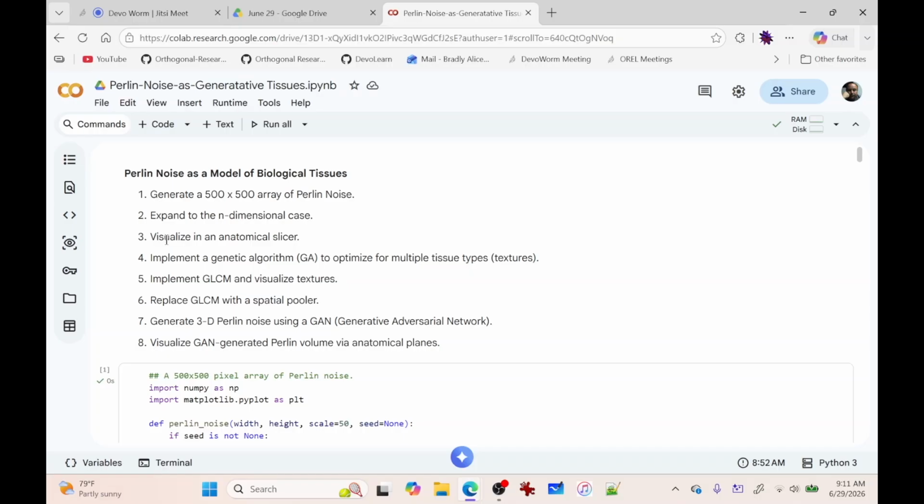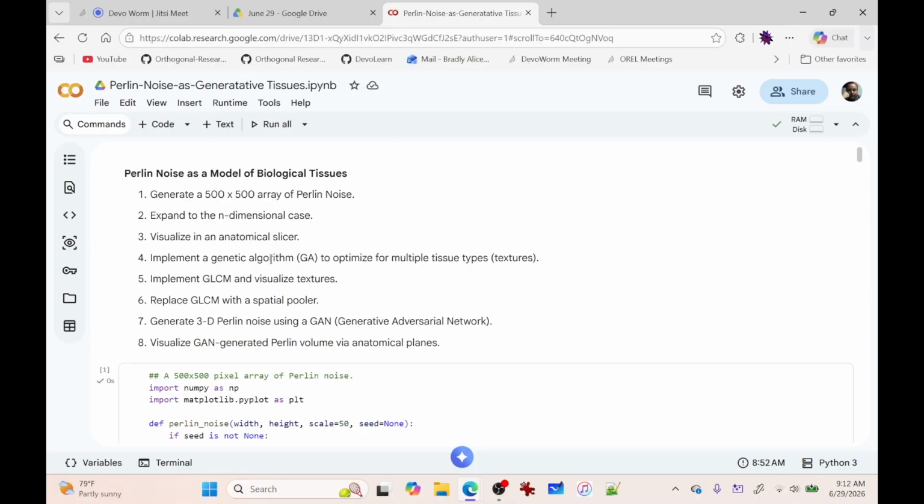Then we have visualizing this in an anatomical slicer or some sort of simulated way of viewing this, much as an anatomist would do. So having this volume of Perlin noise and then cutting it at different orientations, and then looking at that surface cut at that orientation, you can view different aspects of the noise. In this case, an analog of some sort of tissue.